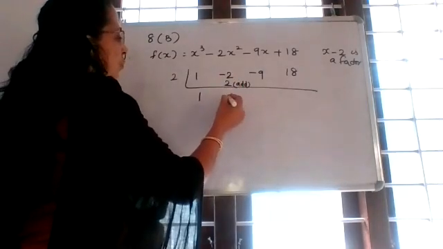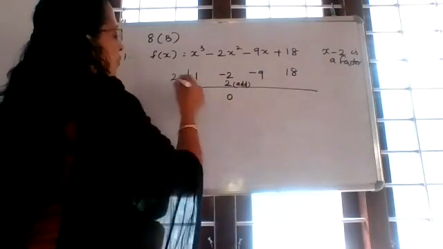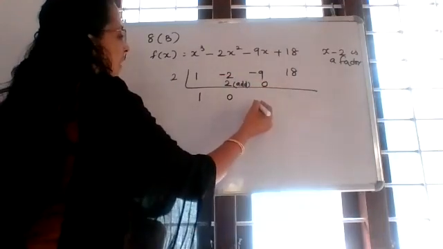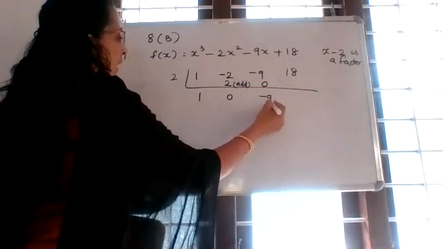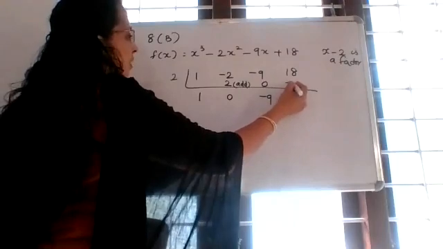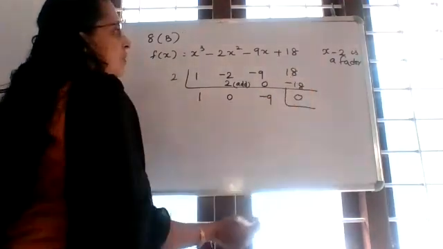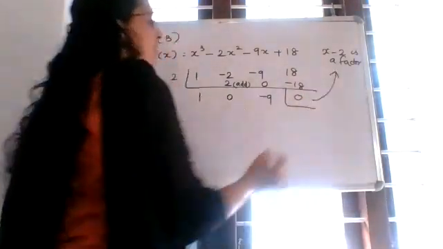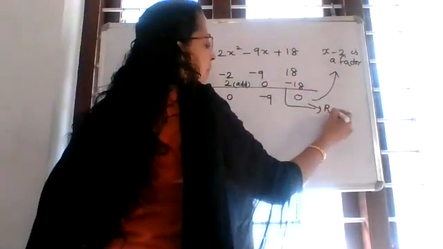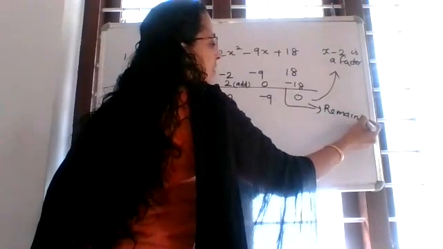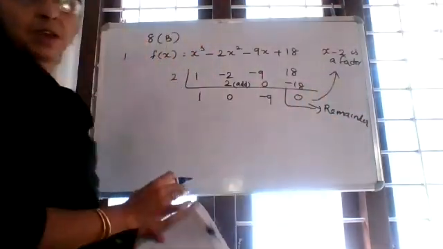Negative 2, 0. 0 into 2 is 0. Or negative 9. Then here negative 9. Negative 9 into 2 is negative 18. So we got the remainder, this is known as the remainder. Remainder we got it as 0. So that means x minus 2 is a factor.